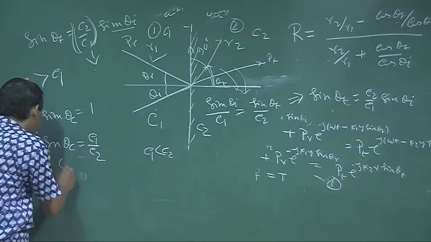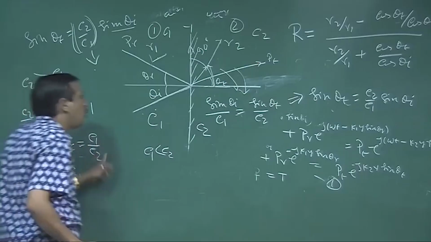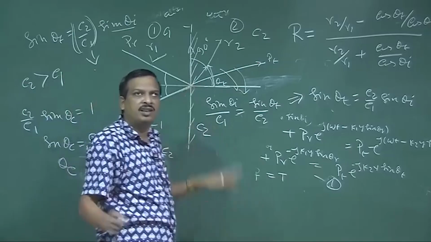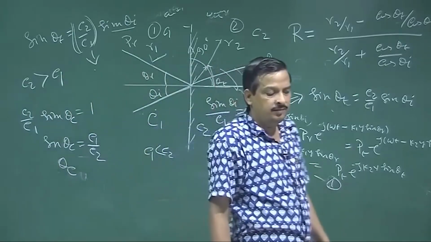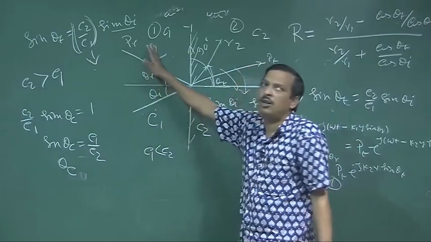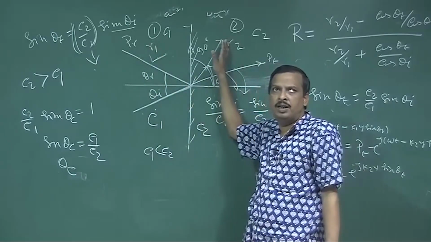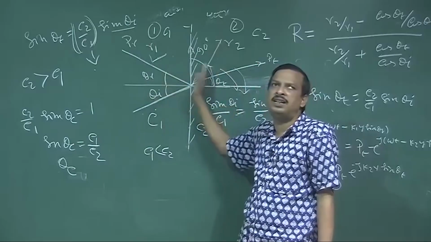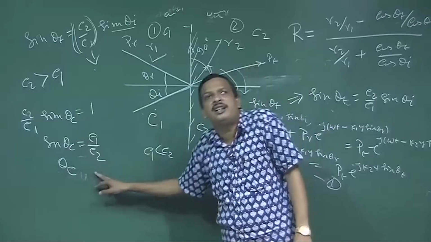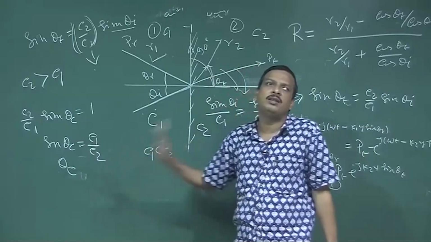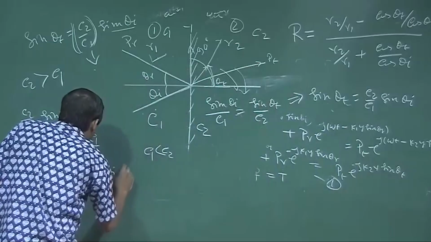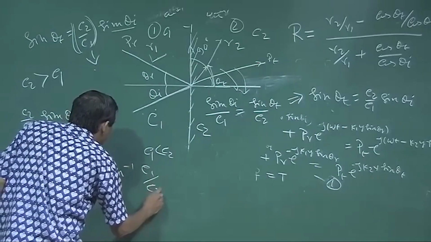So, theta c, the critical angle, for which the transmitted angle is 90 degrees, is sine inverse of C1 by C2. If I give you the velocity of sound in two media and ask you to find the critical angle, then the critical angle theta c is nothing but sine inverse C1 by C2.